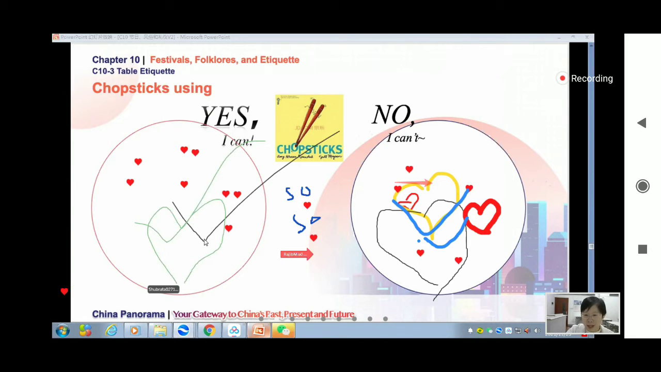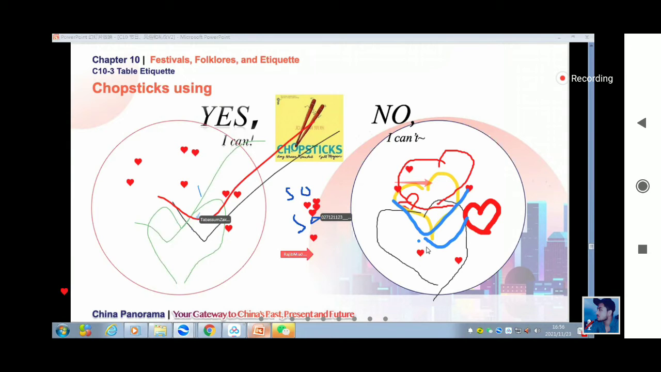Okay, I think it's half, right? Half of you can use chopsticks and half you cannot. Actually, it's not easy to use chopsticks. If you haven't gotten used to it, it's not easy. Okay, some are in the middle, okay, can, but I'm not good at it.